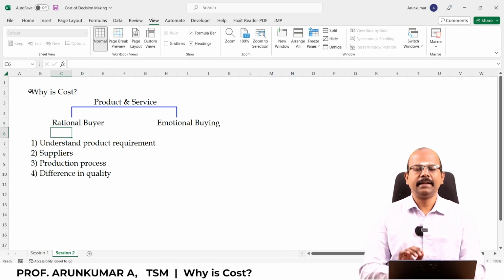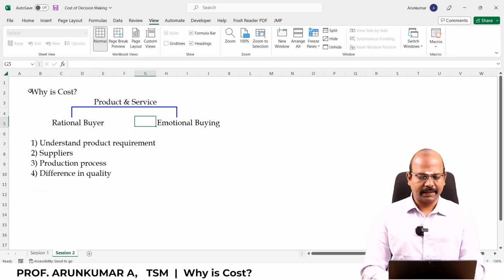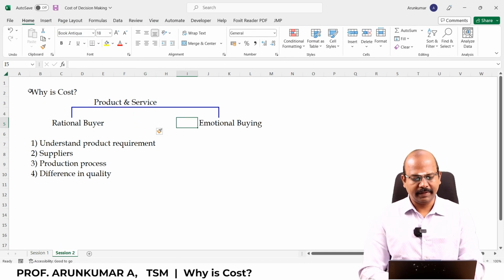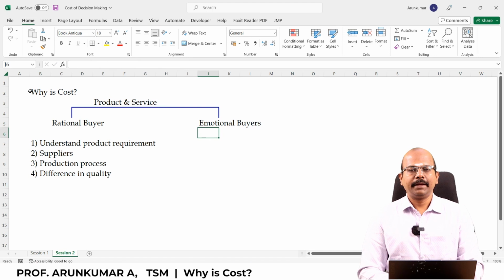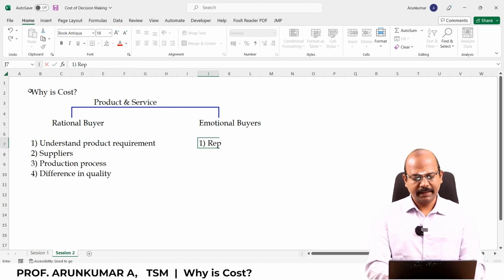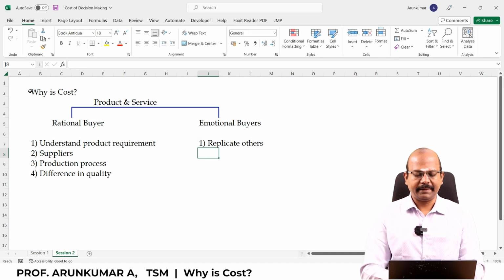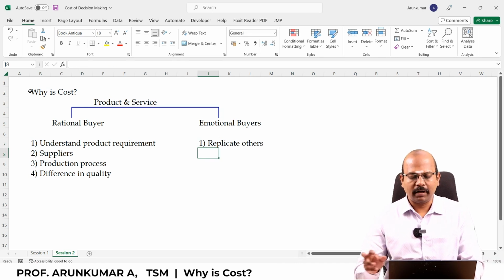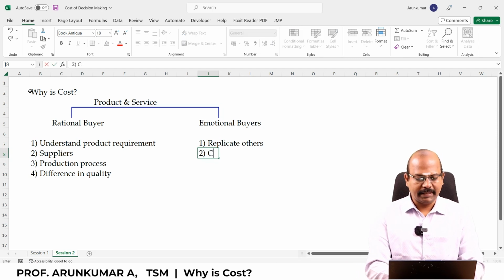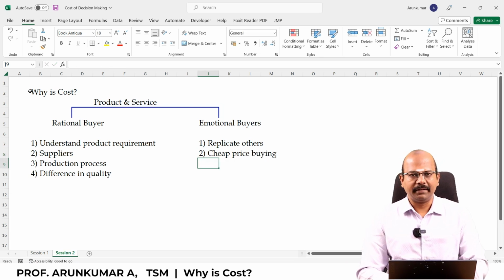And there is another set of buyers, whether it is a product or service, who are called emotional buyers. Emotional buyers means these people will replicate others. That means since my neighbor is having that product, I will also go and buy. I won't think why I require the product. Such buyers are emotional buyers. And whenever the product is available at a cheap price, they will go and buy. They won't think whether it is required for them or not. So these type of buyers are called emotional buyers, and those type of buyers are called rational buyers.